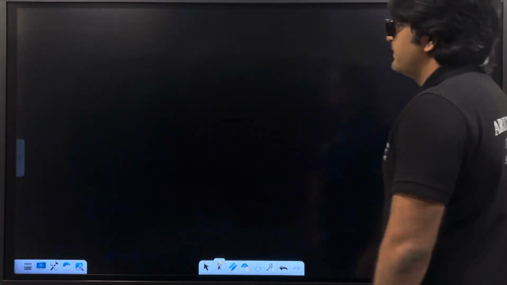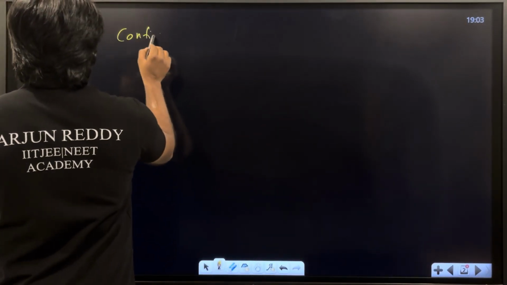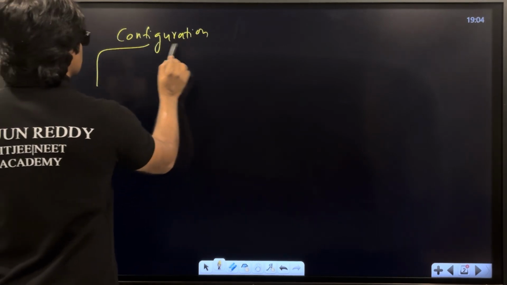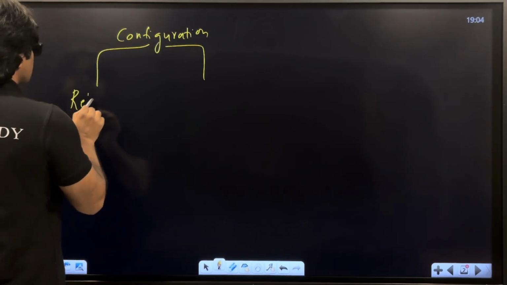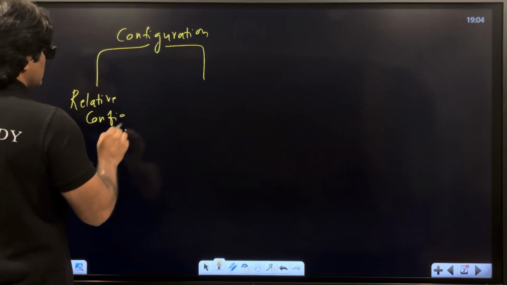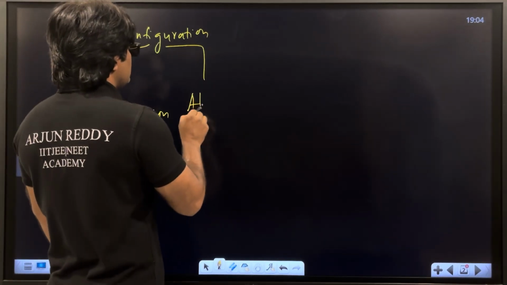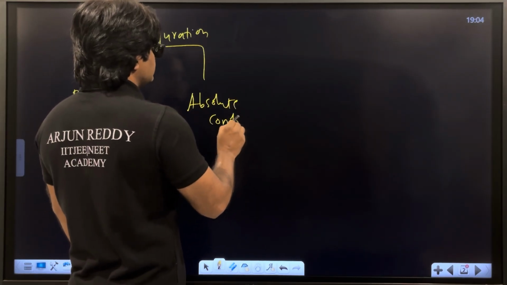First of all, I am going to write this: configuration of molecules. Configuration we have two types. First one, relative configuration. Second one, absolute configuration.